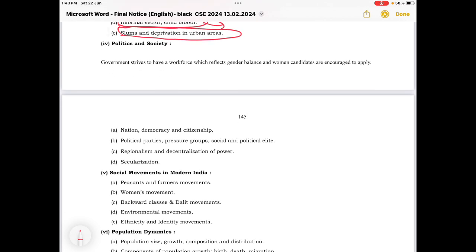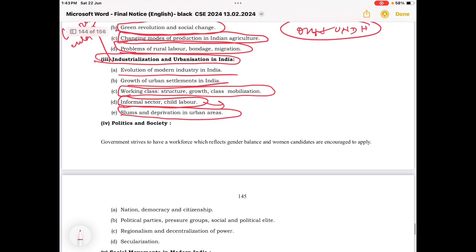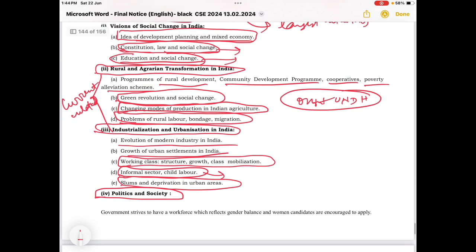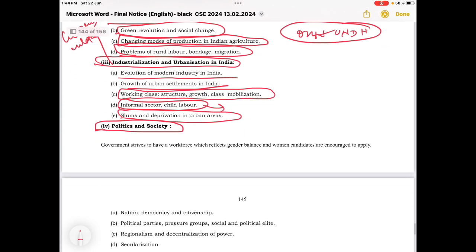Now we have discussed up to industrialization and urbanization of India. Now the next topic is politics and society. One thing is common in paper 1 and paper 2: if you compare them, you will see that the topics are the same. But one thing is different: paper 1 talks with respect to Western society, and in paper 2 we are talking with respect to Indian society.